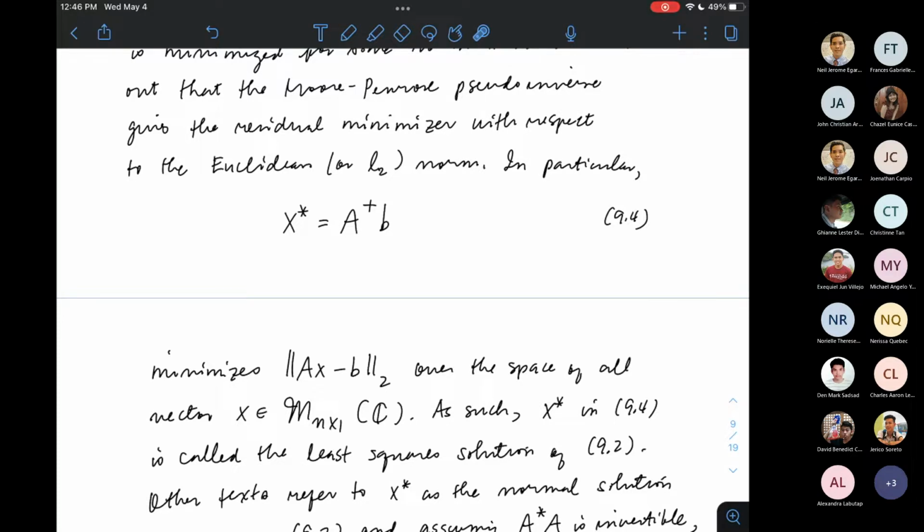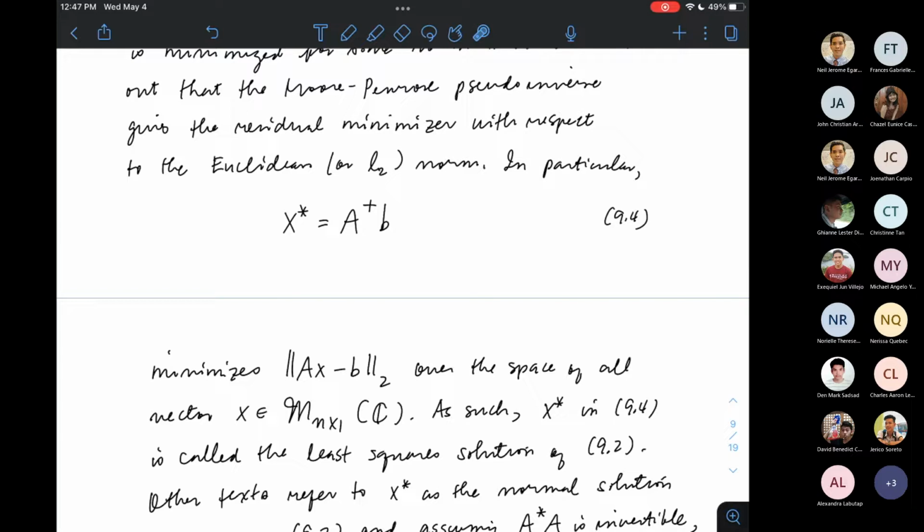So kaya napakaganda ng pagkaka-define ni Moore at ni Penrose ng pseudo inverse, kasi talagang it runs in parallel with the concept of the inverse of a matrix. So ito nga lang, makukuha natin yung pinakamagandang vector insofar as the L2 norm is concerned. So kapag ito yung kinuha mong solution, quote-unquote, dun sa ating equation, ito na yung may pinakamaliit na L2 or Euclidean error.